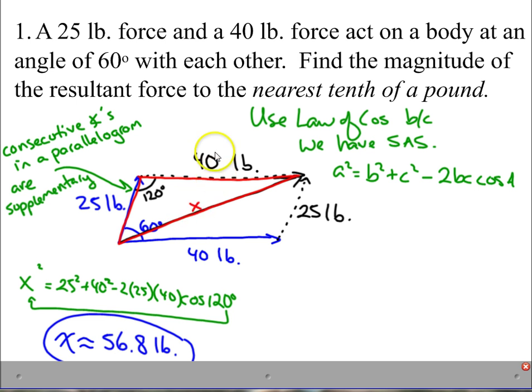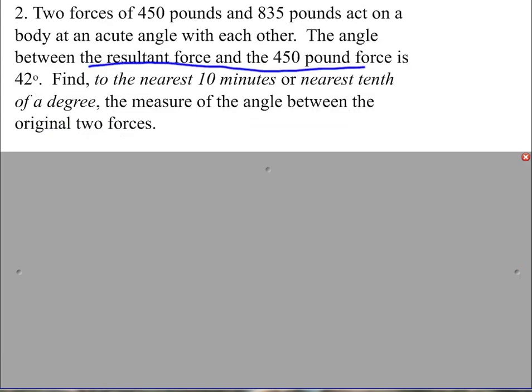56.8 is bigger than 40 and 25 because it's across from the largest side. But it can't be more than the sum of 25 and 40, which is 65, because one side can't be larger than the sum of the other two sides in a triangle. So it seems like a good answer. Let's check out question 2.